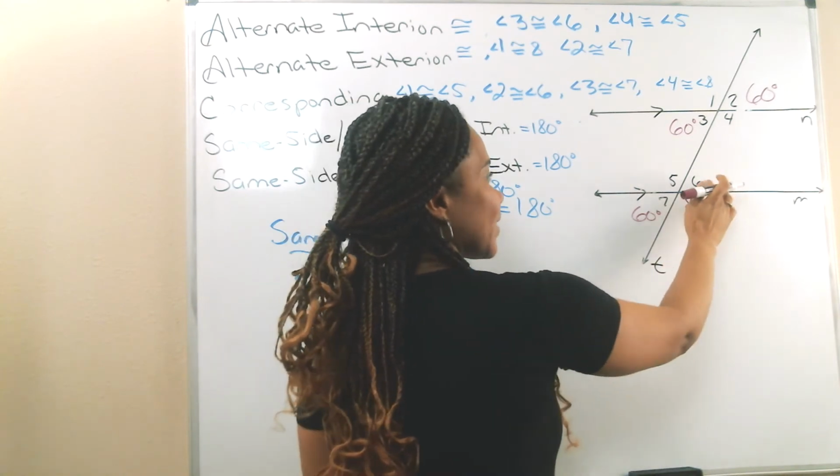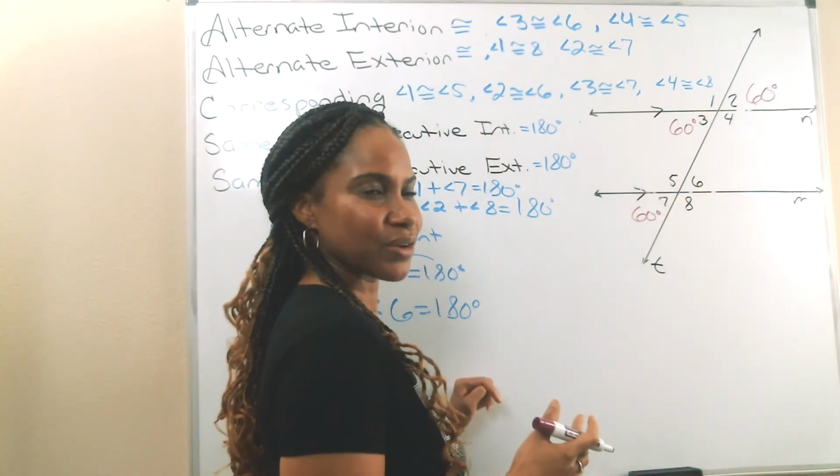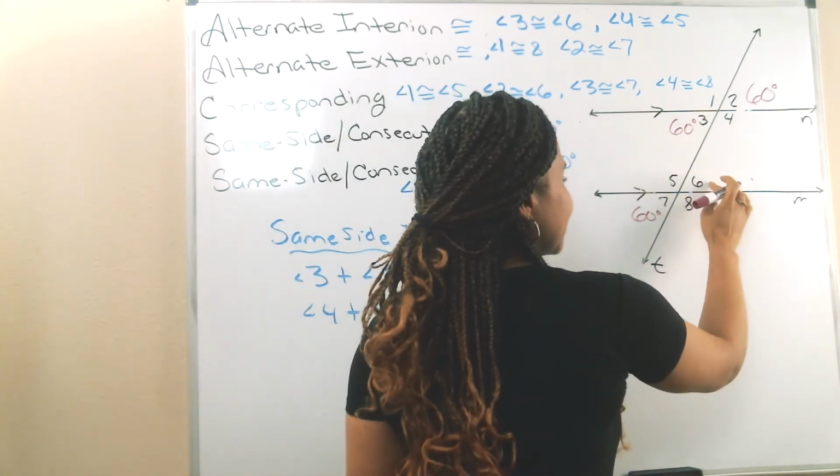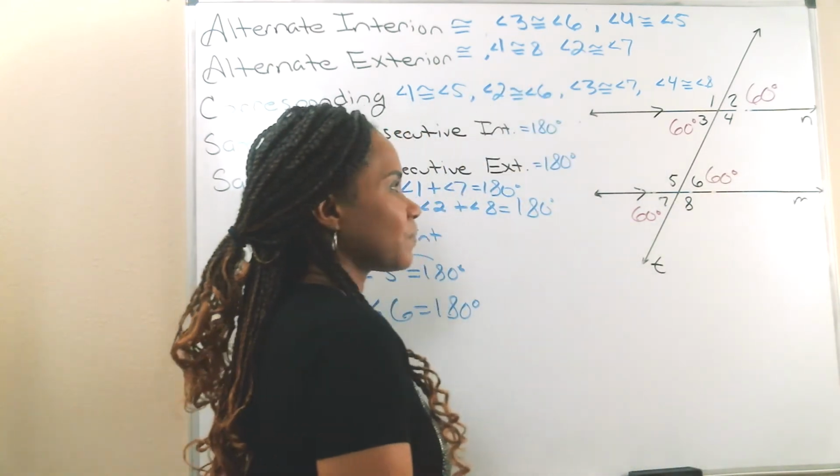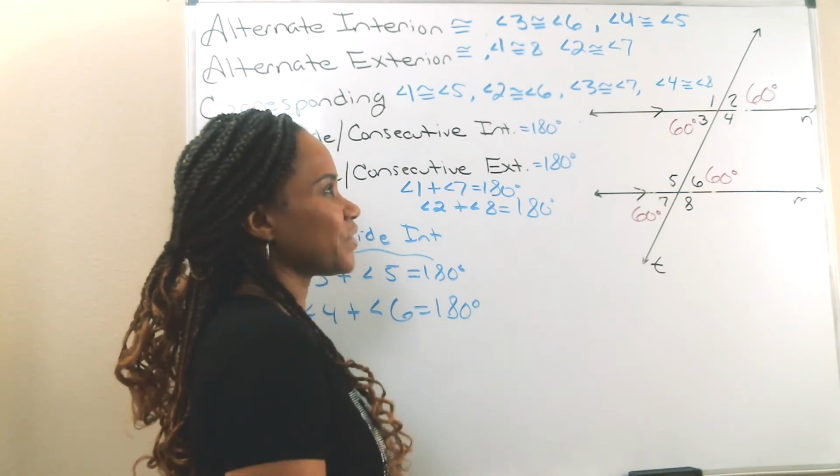Now I could figure out angle 6, because what kind of angles are angles 3 and 6? Angles 3 and 6 are alternate interior angles. So that will be 60 as well. I can figure out the rest.